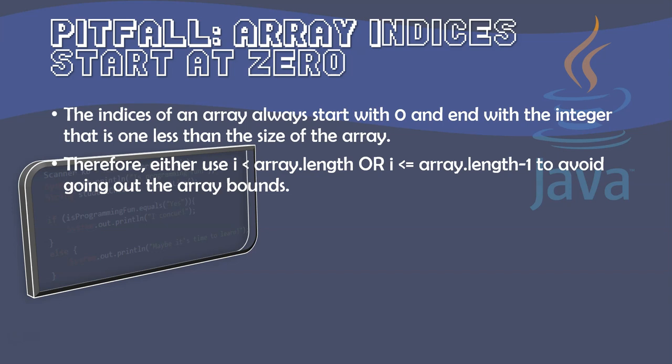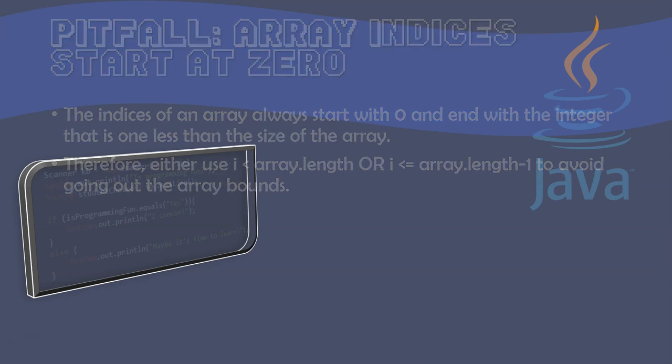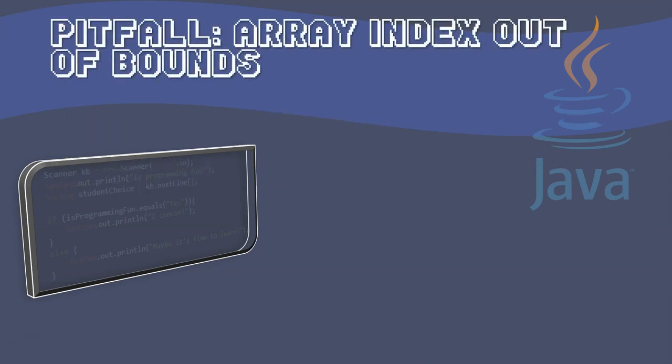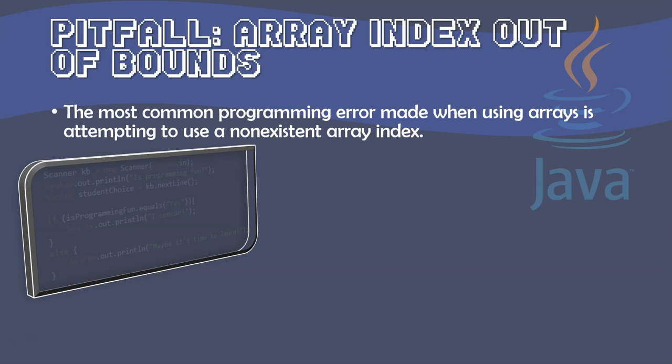And you might be wondering, what are the array bounds? Good question, because the next thing to worry about is going out of bounds, the array index out of bounds. The most common programming error that can be made when using arrays is attempting to use a nonexistent array index. This is what's referred to as going out of bounds.